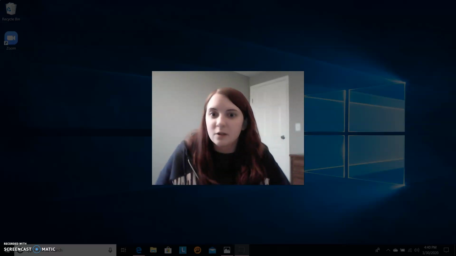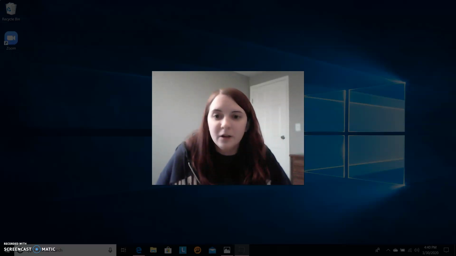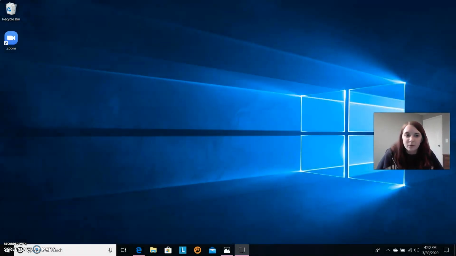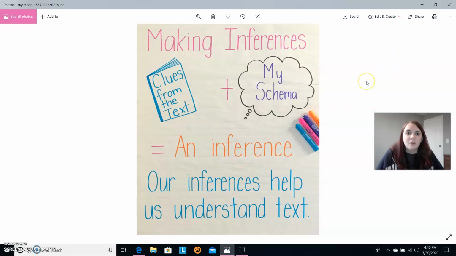So the first thing we're going to do is look at an anchor chart that I have on my computer, and I will pull that up, move myself over. Okay. So, two things you need when you're doing inferencing. For one, you need a text. It can be a picture. It has to be something that's more concrete that you can see, read, understand. And then something called your schema. When I say schema, that means what do you already know? What in your prior knowledge tells you about it? And when you put those two things together, you get an inference.